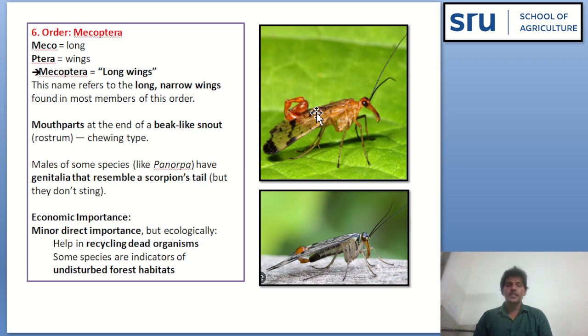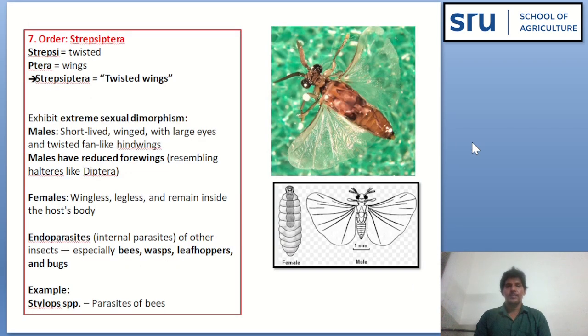Economic importance. They have minor direct importance but ecologically help in recycling dead organisms. Some species are indicators of undisturbed forest habitats. Next order is the Strepsiptera. Strepsi means twisted, ptera means wings, twisted winged insects.